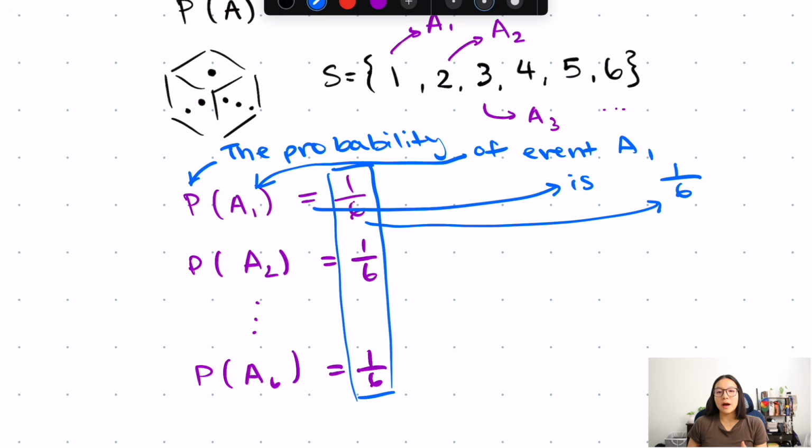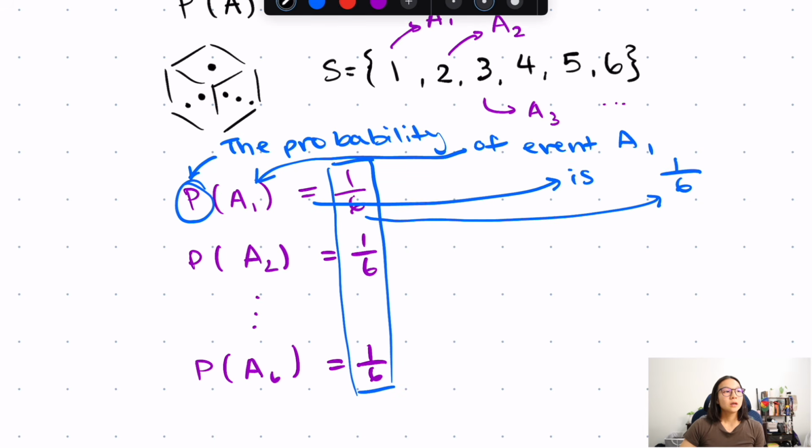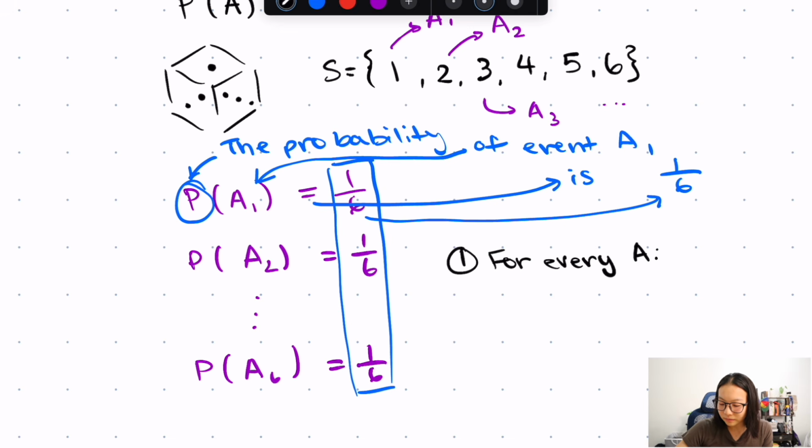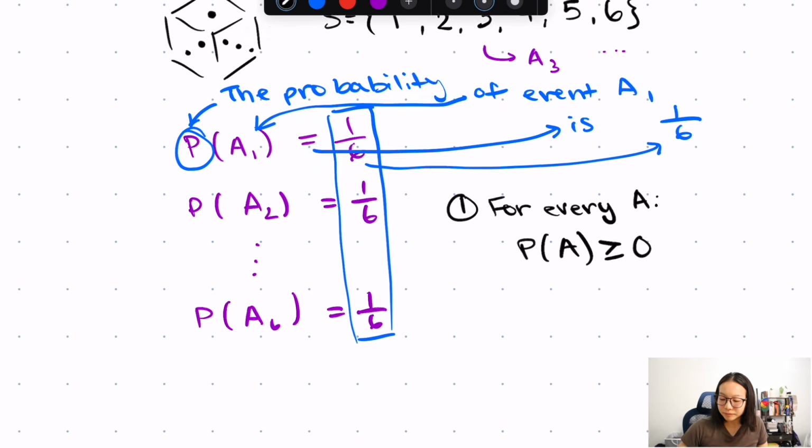In order to qualify as a probability, this P, there are 3 conditions that it has to satisfy. The first condition is that for every single event A, the probability of A has to be greater than or equal to 0. That basically just means that every single probability has to be non-negative, because what does a negative probability mean? We don't really have a meaning for that.